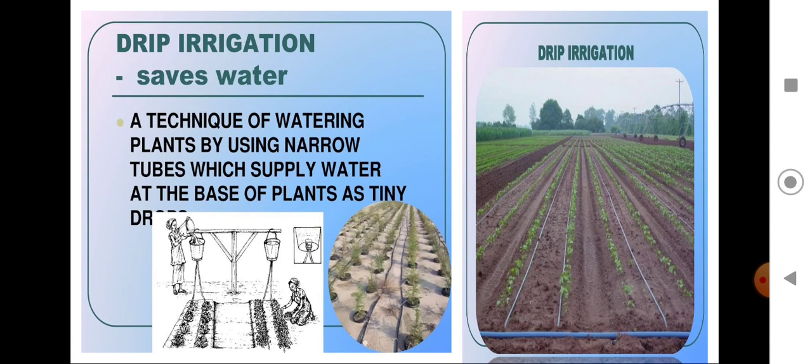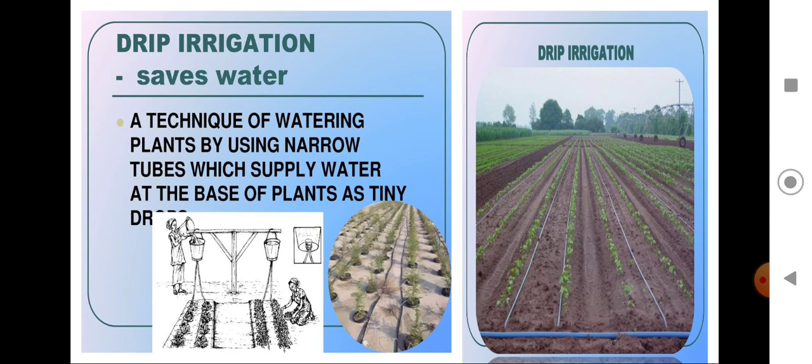Now, one more very important thing in the conservation of water is drip irrigation. That means what? Drip irrigation saves water. What do you mean by drip irrigation? A technique of watering plants by using narrow tubes which supply water at the base of the plants as tiny drops.